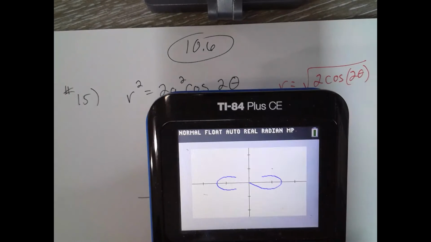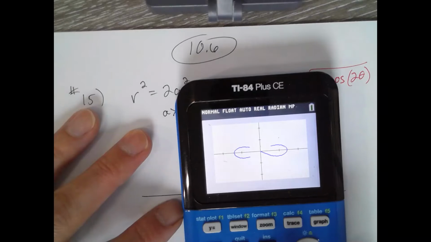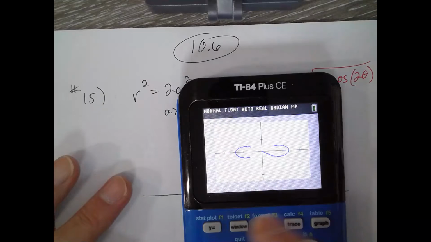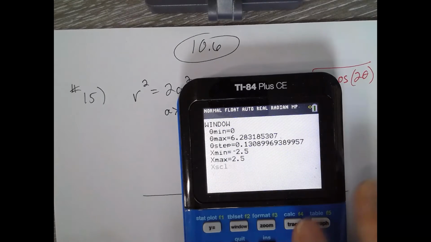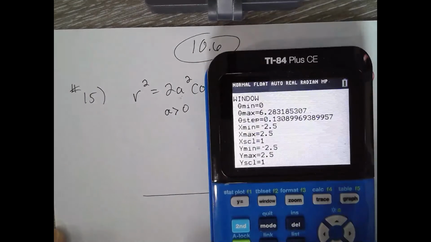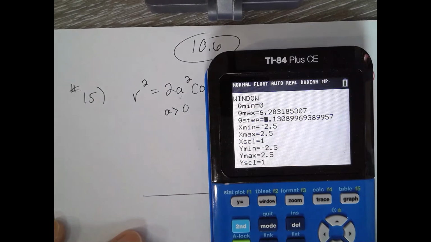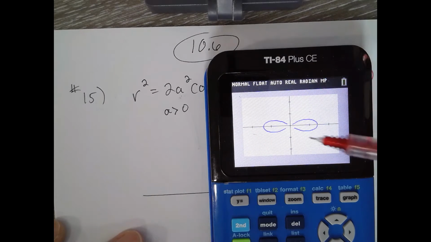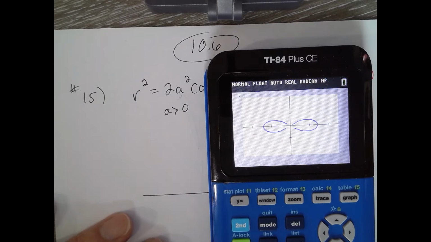And then I must have zoomed in once, and that's where I'm at. So the entire thing is not here because my theta step is too big. So if I go to window, my theta step is 0.13. So if I made it 0.03, try that. If I made it 0.01, it might fill that gap a little bit more, but it would take 3 times as long to graph it, so 0.03 is fine. So you can see that it's like a figure 8 thing.